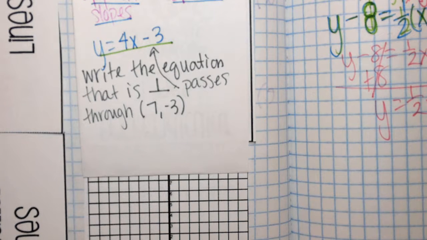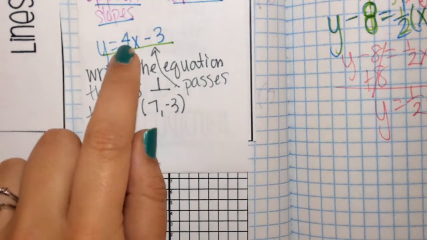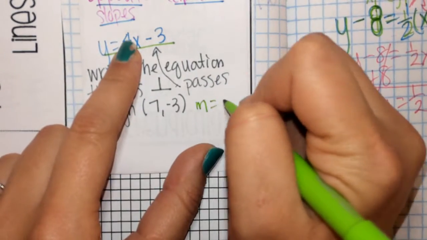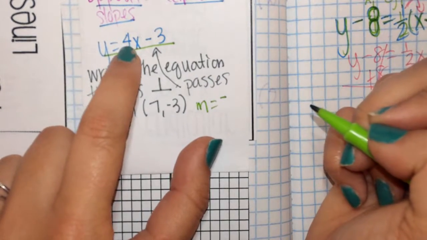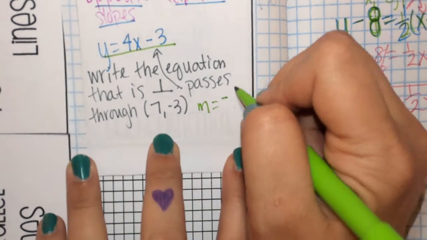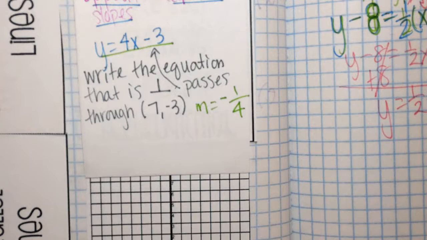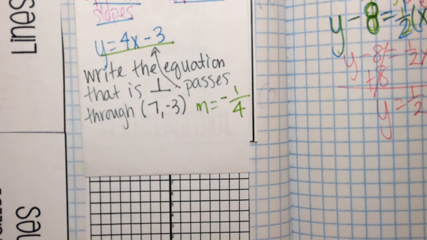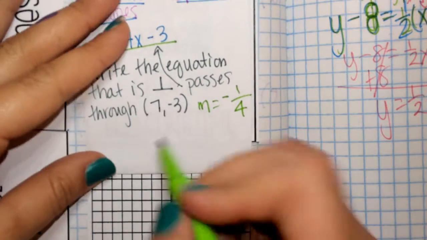The slope of this line is positive 4. So my perpendicular slope is going to be negative, but it's also going to flip. If I flip over 4, what am I going to have? Negative 1/4. Now I have a point, I have a slope. What form do I write it in? Point slope form. And what is point slope form?